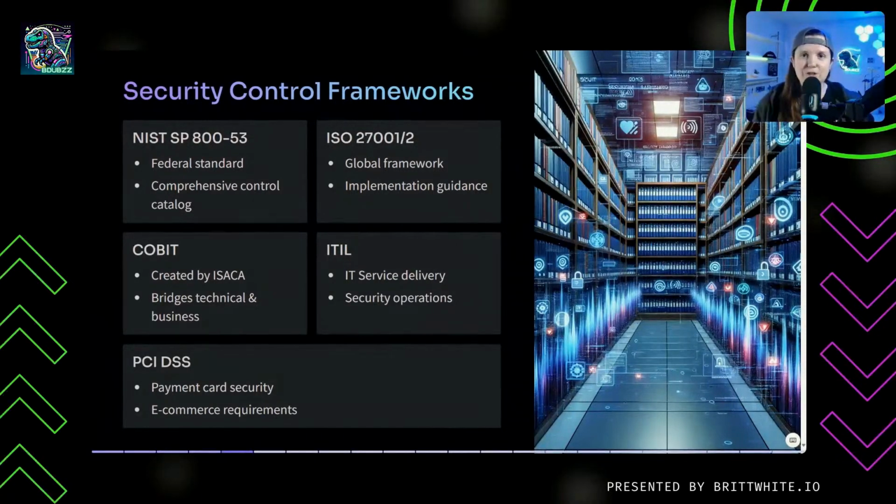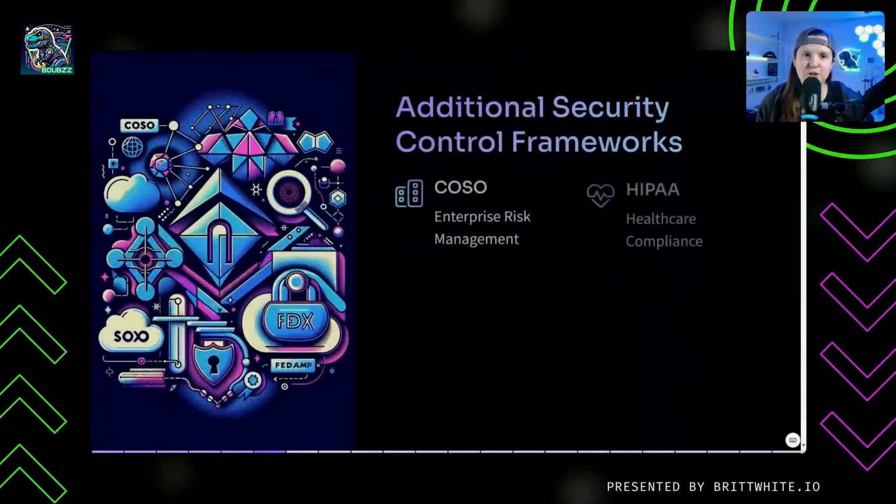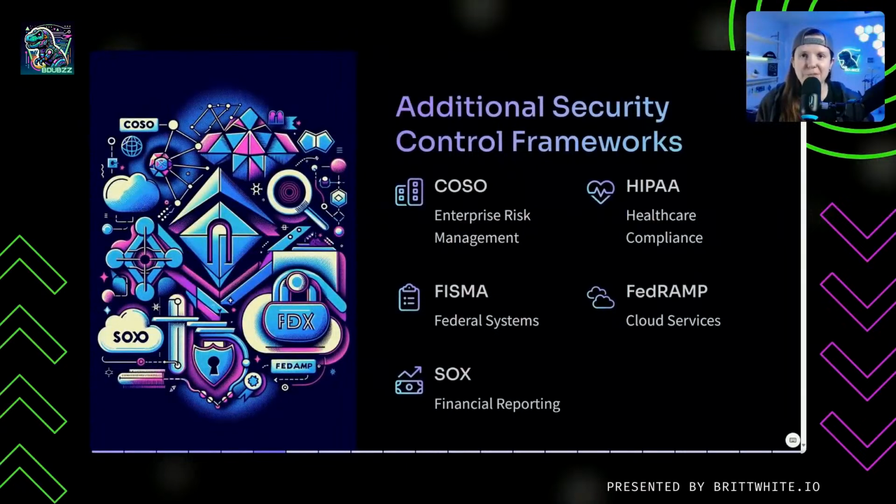And the Payment Card Industry Data Security Standard, or PCI DSS, is essential for anyone handling credit cards. An e-commerce site must follow PCI DSS to protect customer payment data. Beyond these frameworks, security professionals should be familiar with COSO for Enterprise Risk Management, HIPAA for Healthcare Compliance, FISMA for Federal Systems, FedRAMP for Cloud Services, and SOX for Financial Reporting. Most organizations will choose to use multiple frameworks to meet their unique regulatory and business requirements.